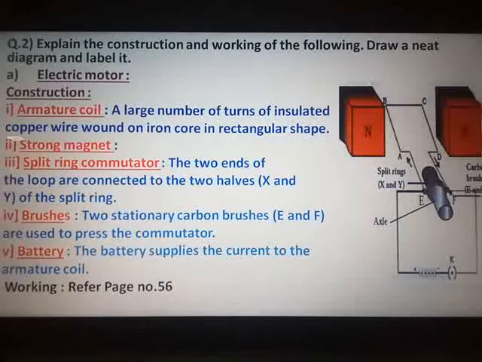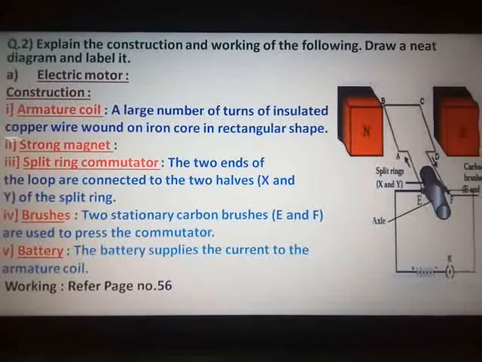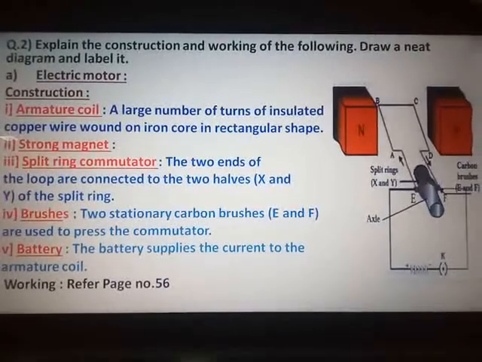As I have told you earlier also, once again I would like to highlight that you will not get such a type of question in the exam. Either you will get construction and working, or you will get the diagram and the working to write, or you will get the construction and diagram, because all the three are not possible for 5 marks.